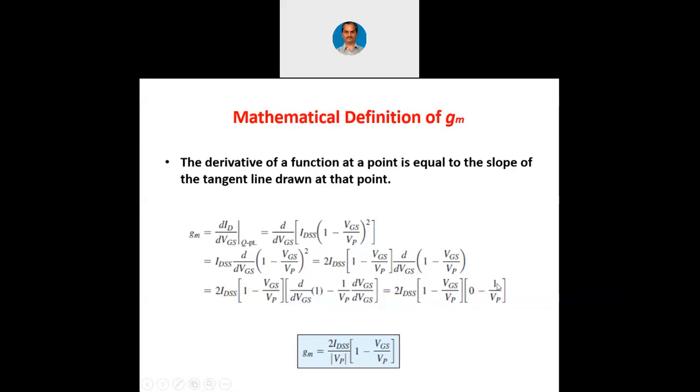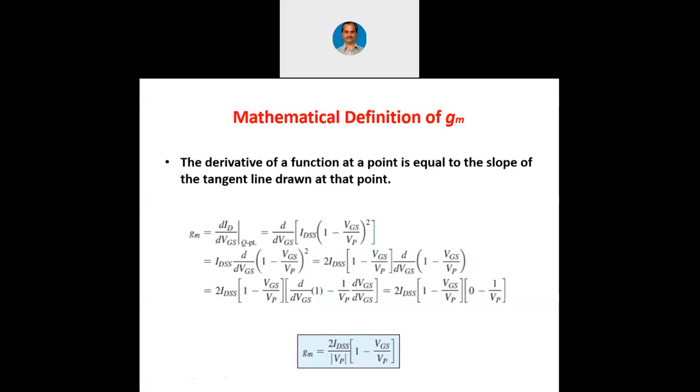Now, for the 0 minus 1 by VP, we need not have a minus sign here. If at all we take this minus sign, transconductance will have a minus sign. We need not have a minus sign. Why? Resistance cannot be negative. Conductance cannot be negative. Capacitance cannot be negative.